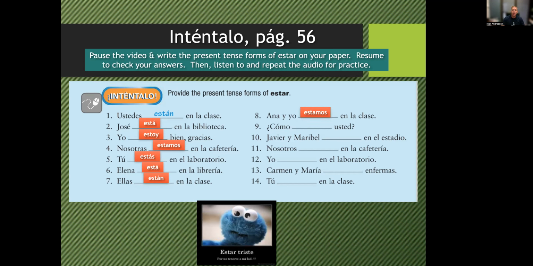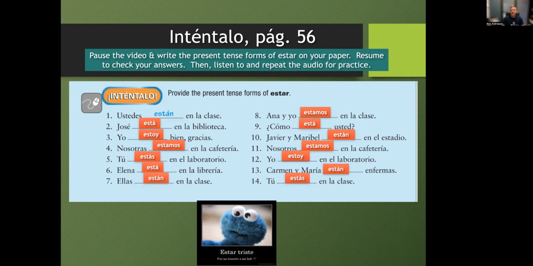Número 9, ¿cómo está usted? How are you? Very common phrase. Número 10, Javier y Maribel están en el estadio. Número 11, nosotros estamos en la cafetería. Número 12, yo estoy en el laboratorio. Número 13, Carmen y María están enfermas, right? Third person plural, two of them. Número 14, tú estás en la clase.